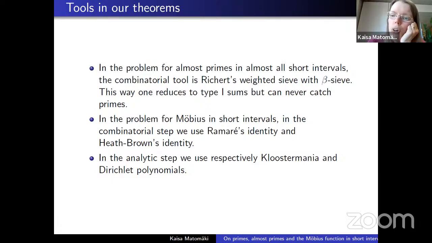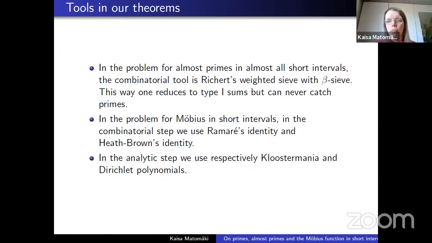But the problem is that if you only use type 1 sums, you can never catch the primes due to the parity phenomenon. On the other hand, in the problem on the Möbius function in short intervals with Joni, where we studied the sum of the Möbius function in intervals of length x^{0.55+epsilon}, we had actually two combinatorial steps. We first used Ramaré's identity, which allows one to take out a very small prime factor. After that, we used the Heath-Brown identity on the rest. So the new trick in our paper was to use Ramaré's identity first.